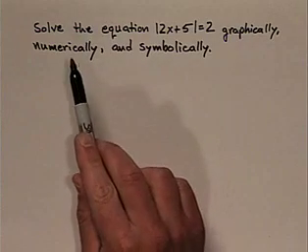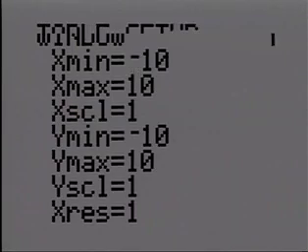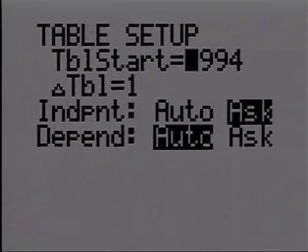Now the next thing we want to do is find the solution numerically. And we can use the graphing calculator to do this as well. And what we'll do is we'll use the table feature on the calculator. First thing we want to do is to set up this table. So I'll go to second window, which gives me, let me try that again. There we go, the table setup window.